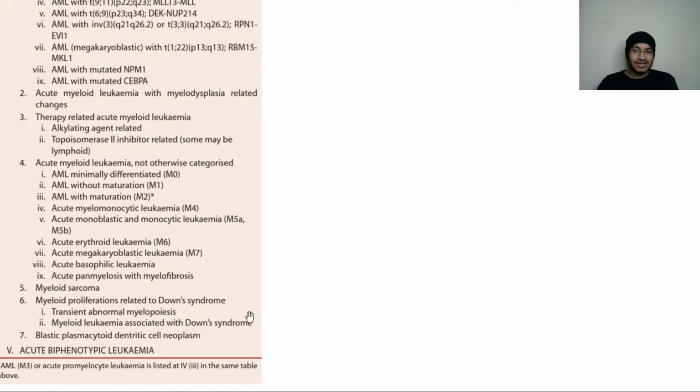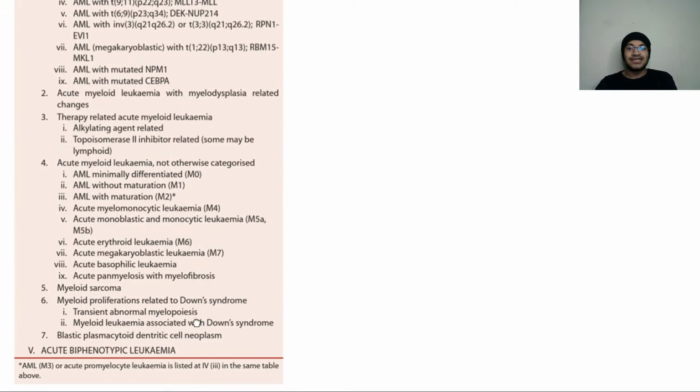So AML, basically this is the main classification of the AML that you have to learn, right? So AML minimally differentiated, M0, AML without maturation, M1, AML with maturation, M2, AML myelomonocytic leukemia, M4, acute monoblastic and monocytic leukemia, M5A and 5B, acute erythroid leukemia, M6, acute megakaryoblastic leukemia, M7, acute basophilic leukemia, acute panmyelosis with myelofibrosis and myeloid sarcoma, and myeloid proliferation related to Down syndrome, transient abnormal myelopoiesis, myeloid leukemia associated with Down syndrome, blastic plasmacytoid dendritic cell neoplasm, and acute biphenotypic leukemia, right?